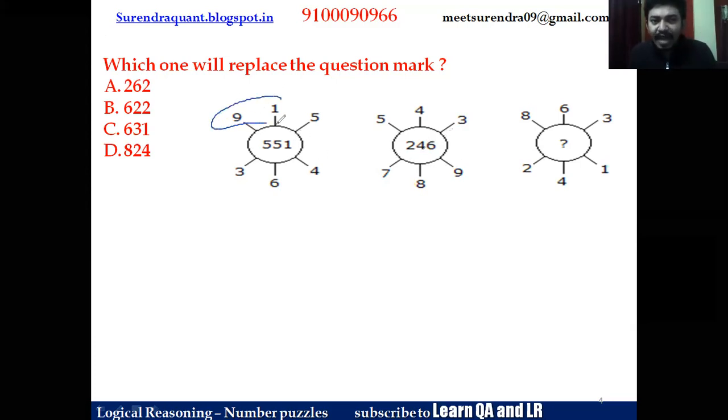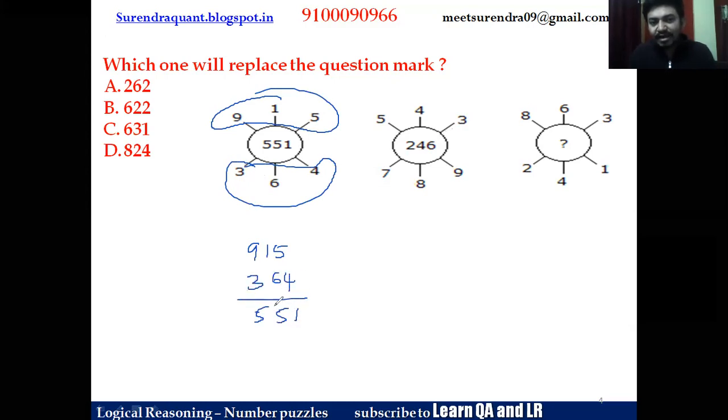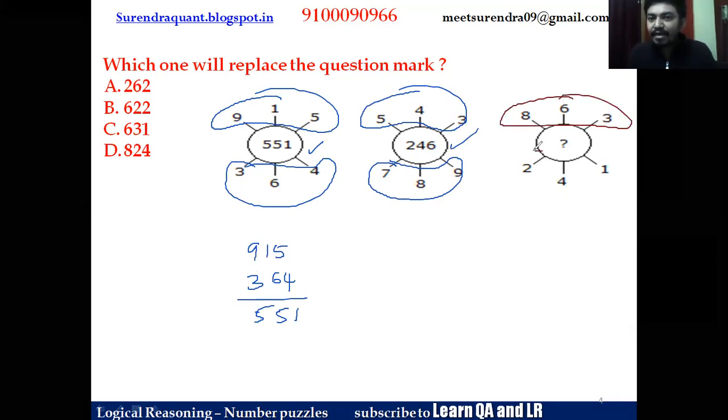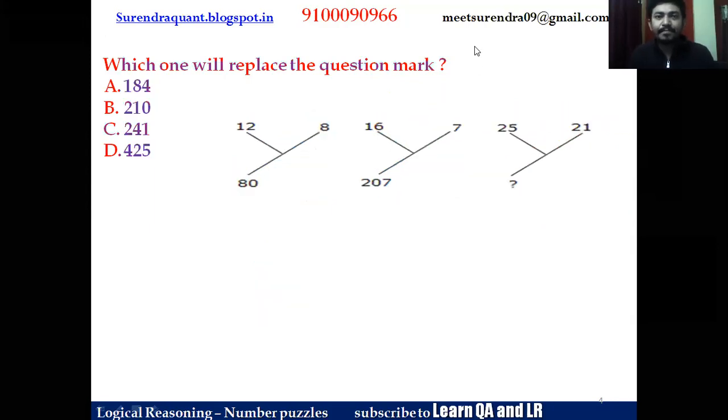When I take the top as a single number, 915 as the bigger number, and 364 as the second number, if we take the difference of these two, that will give the number placed inside. Similarly, the bigger number is 789, the smaller number is 543, and the difference is 246. Friends, if you apply the same thing here, 863 minus 241, the difference is 622, right? So the missing term is B. This is one such idea. Let's go for the next idea. Now, which one will replace the question mark?